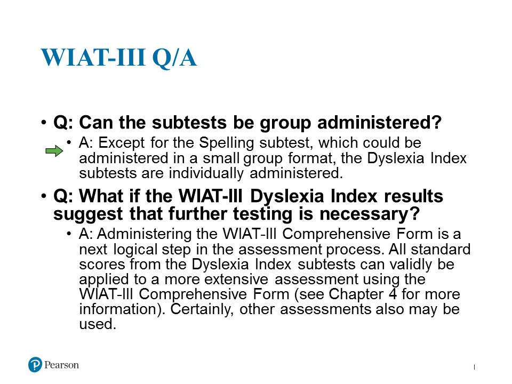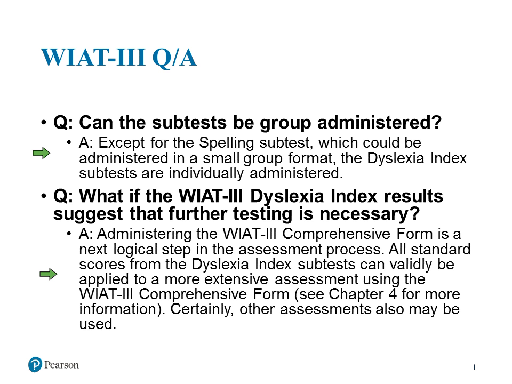So just very quickly, can the WIAT-III Dyslexia Index Scores be group administered? Except for the spelling subtest, which could be administered in a small group format, although not always the best option, but can be done that way, the Dyslexia Index Scores have to be individually administered. And I think you're going to notice that as a theme between both tests.